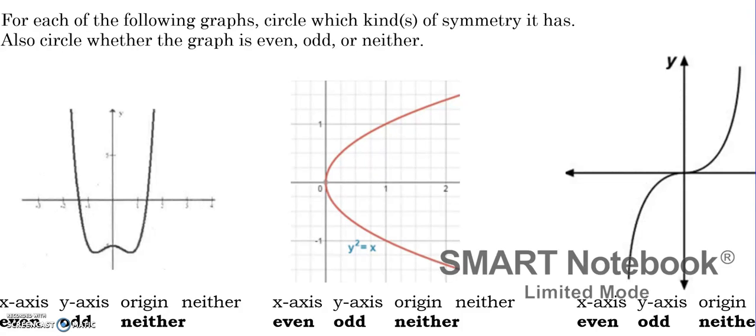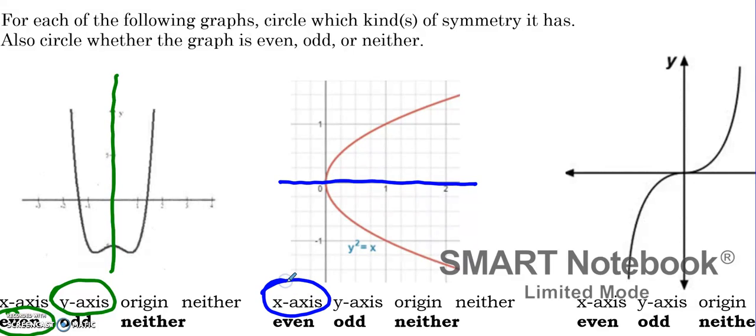Last one. Okay. Identify the symmetry and if the function is even, odd, or neither. Sorry. First thing, symmetry. What does this look like? It looks symmetrical to the y-axis. Great. If a function is symmetrical to the y-axis, then the function is even. All right. What does this look like? Symmetrical to the x-axis. If it's symmetrical to the x-axis, then it is not even or odd because it is not a function.